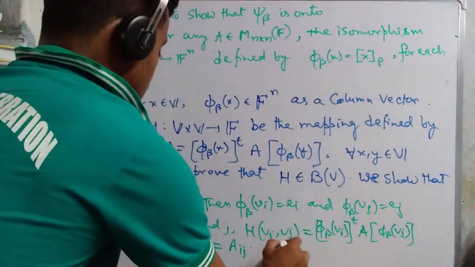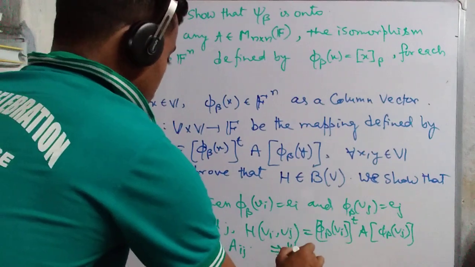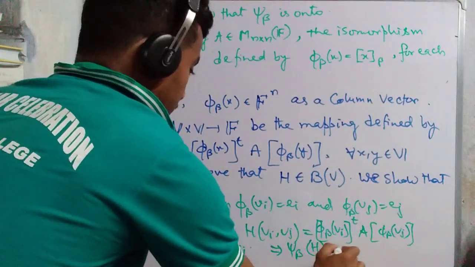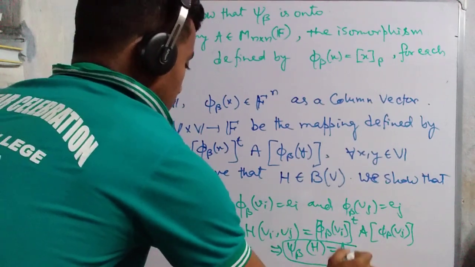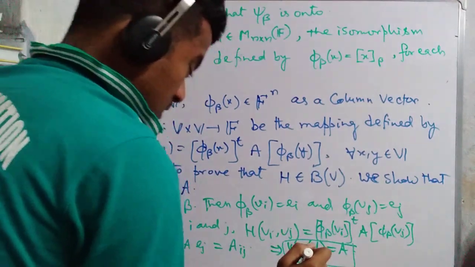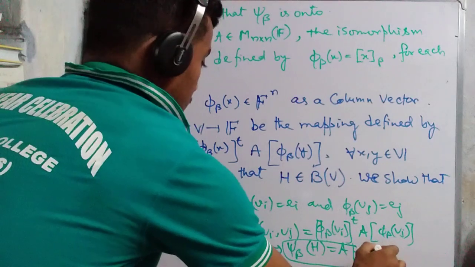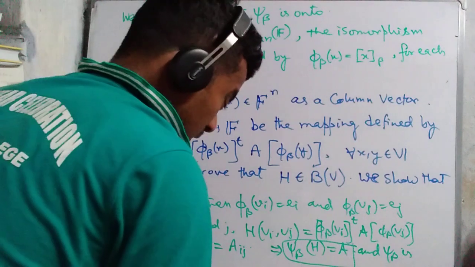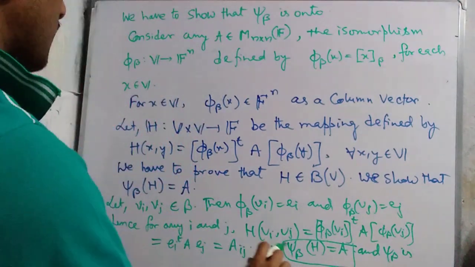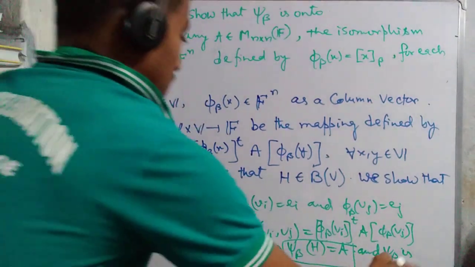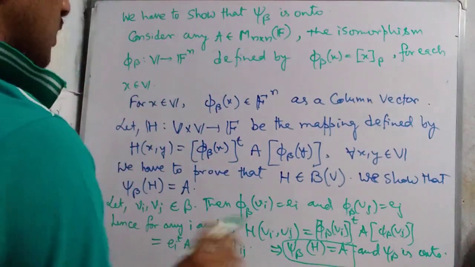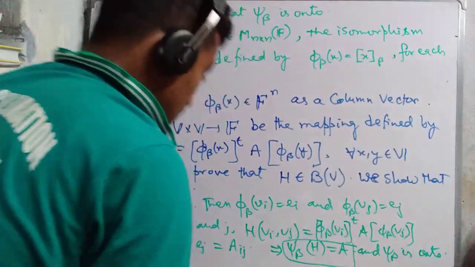Then this implies that psi beta of h equals A. Not a problem at all. And psi beta is onto, and psi beta of A is equal to A, so psi beta is onto. Understood? I think all of this is understood easily.